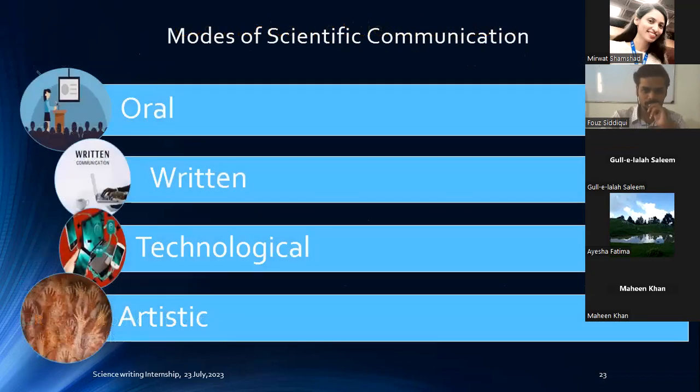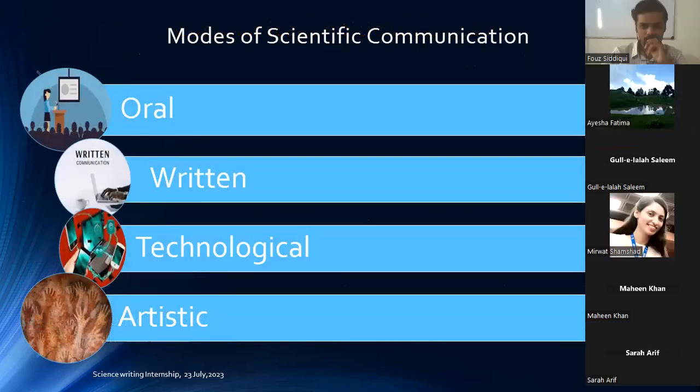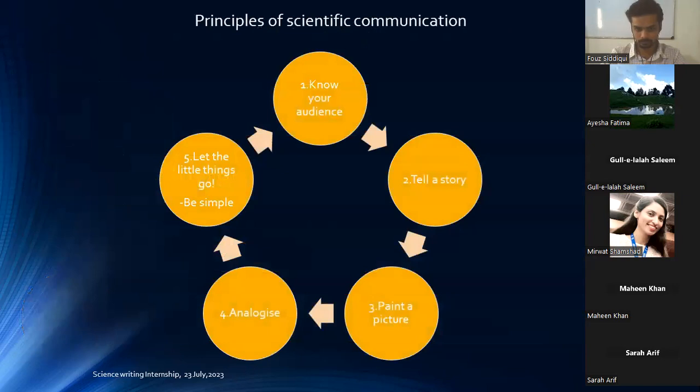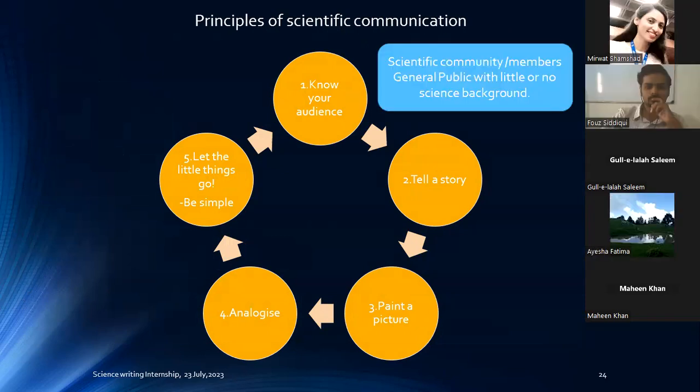So here are the modes of scientific communication. I am targeting four effective ones: oral, written, technological, and artistic modes of communication. I'll now go over the principles of scientific communication. I hope you all must have been through this over the course of this 6-week program. So first of all, you should know your audience.